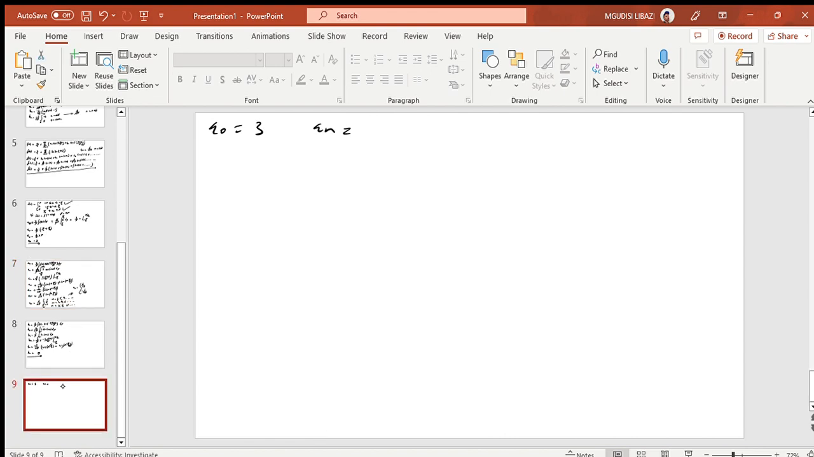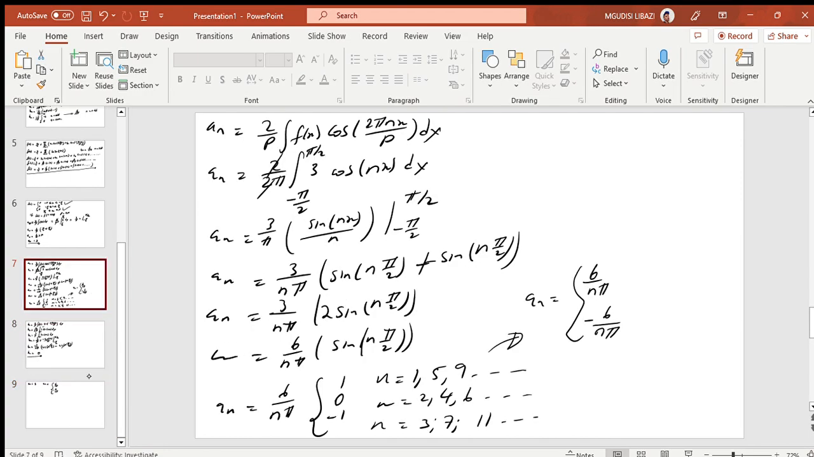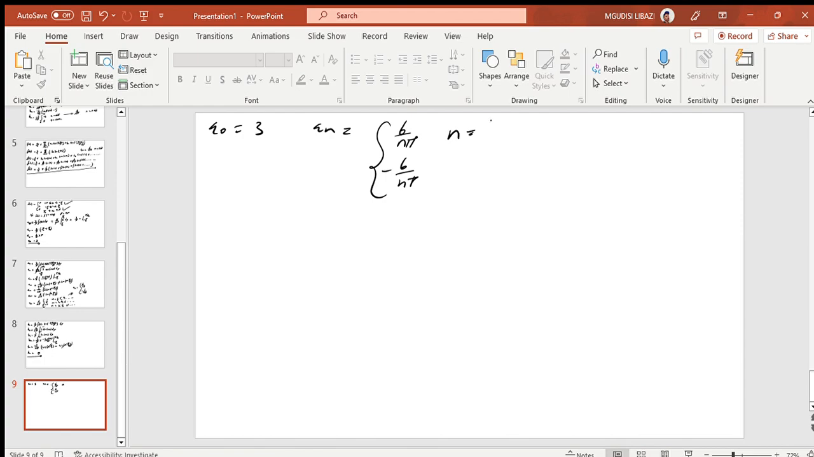So that means now we have 6 over n pi and negative 6 over n pi. The first applies when n is equal to 1, 5, and 9, and the second when n is equal to 3, 7, and 11. Let's double check: 3, 7, and 11. It's like that. Now we're going to write the formula for the Fourier approximation.